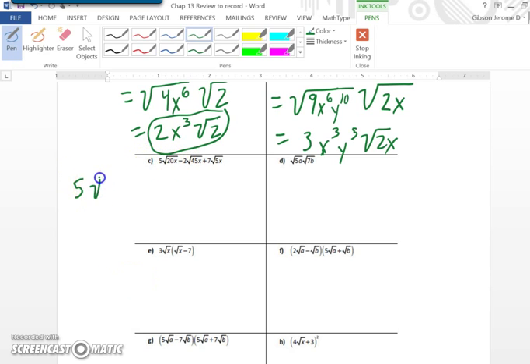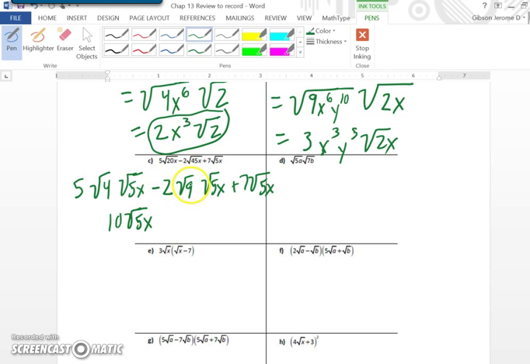20 has the highest perfect square of 4, and that would leave a 5x under that radical. Minus 2 times the square root of 45. The highest perfect square in 45 is 9, and that will leave under that radical 5x. And then we'll bring down the plus 7 times the square root of 5x. Now, we know the square root of 4 is 2. 5 times 2 is 10, so it would be 10 times the square root of 5x.